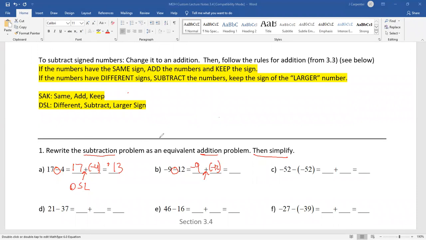Now we can use our rules for addition. That's a negative and a negative, so this is SAK. Same, add, keep. The 9 plus the 12 would give us 21, but we're supposed to keep the sign of the numbers. That's a negative and a negative, so a negative 21. And again, my more advanced students might just recognize this minus 12 in their head as a plus negative 12. They'll say, oh, these are two negatives, same sign, add, keep the sign, and they'll get the negative 21.